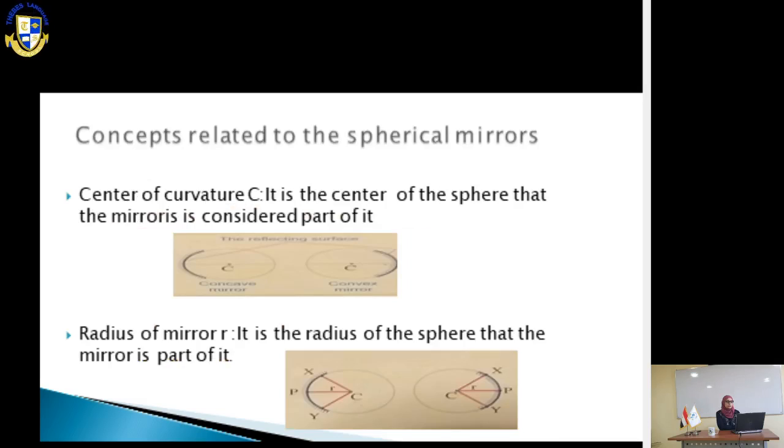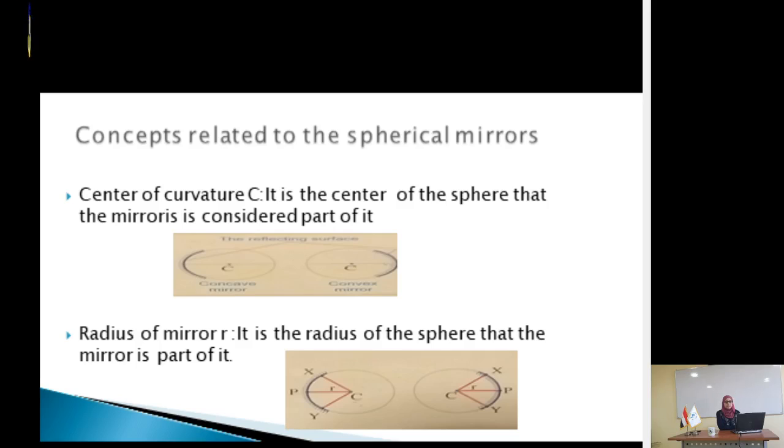Concepts related to the spherical mirror. Here we are going to take the center of curvature, the symbol is C, as shown here in the figure. We can see the letter C. What is C? C is the center of curvature. It is the center of the sphere that the mirror is considered part of.